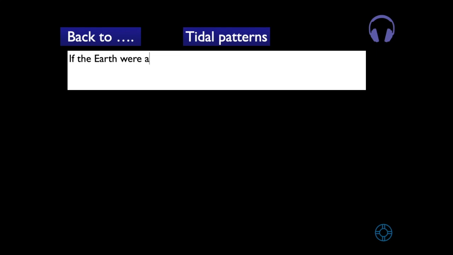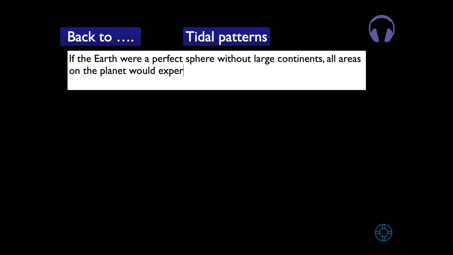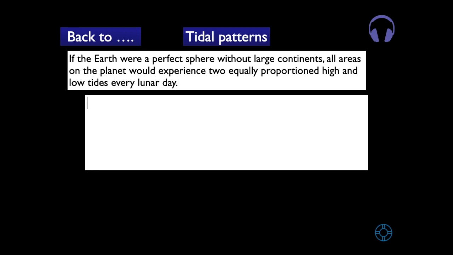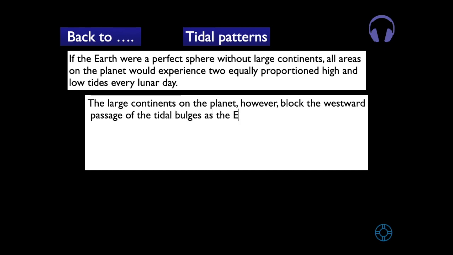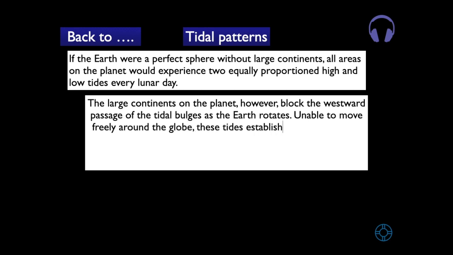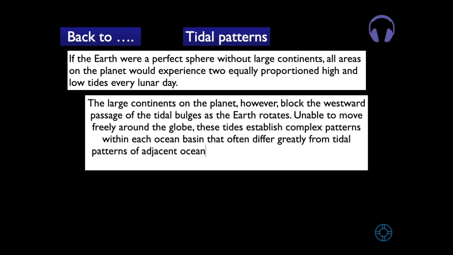If the Earth were a perfect sphere without large continents, all areas on the planet would experience two equally proportionate high and low tides every lunar day. The large continents on the planet, however, block the westward passage of the tidal bulges as the Earth rotates. Unable to move freely around the globe, these tides establish complex patterns within each ocean basin that often differ greatly from tidal patterns of adjacent ocean basins or other regions of the same ocean basin.